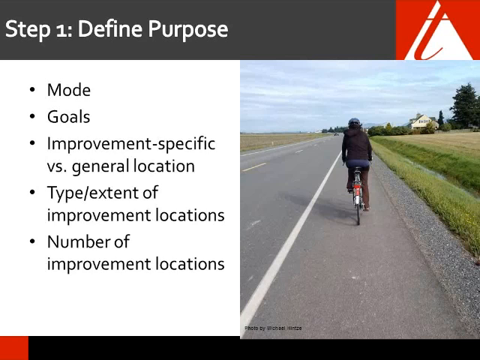And this may not be totally clear at the outset, or it may be very clear. You may have done a master planning process and you have 100 locations that improvements that you've identified, and you want to prioritize those. So that will become clear as you go through the process.